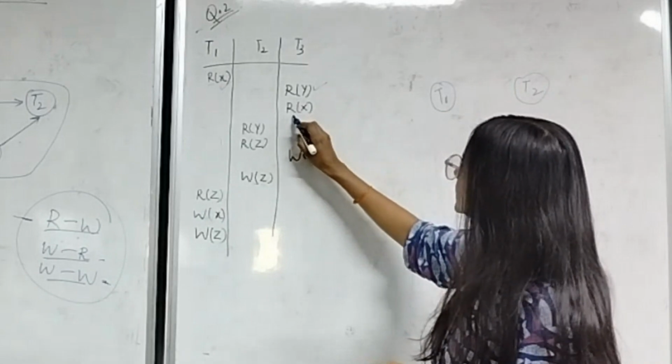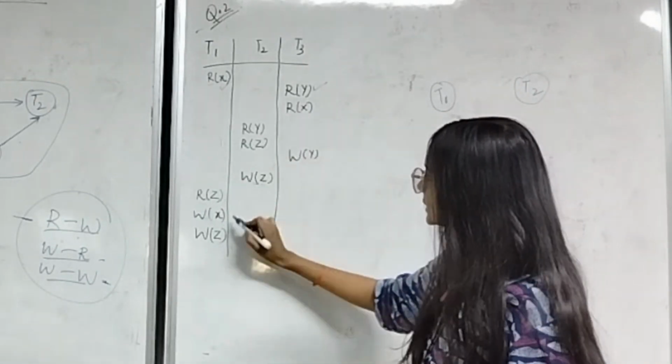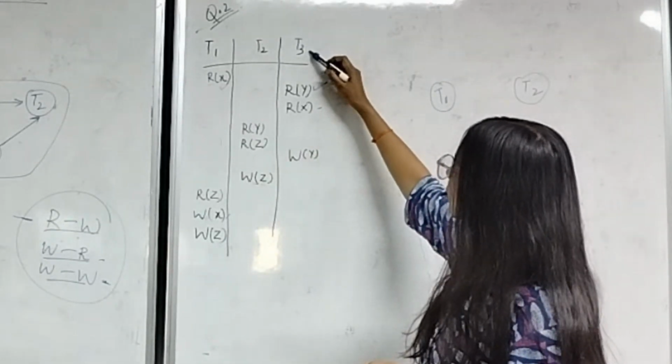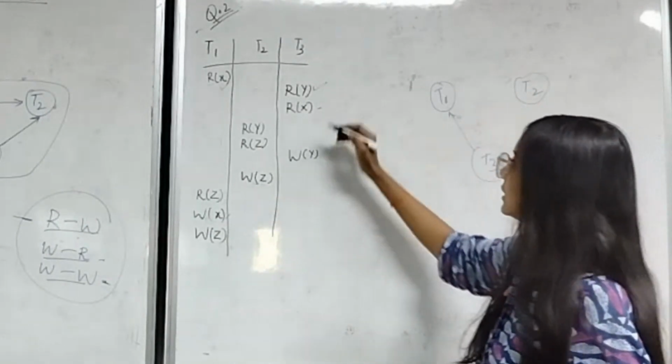Checked. Now let's check for R of x. We have to find W of x. Here it is. There is a conflict. There will be a directed edge from T3 to T1. From T3 to T1. Okay.